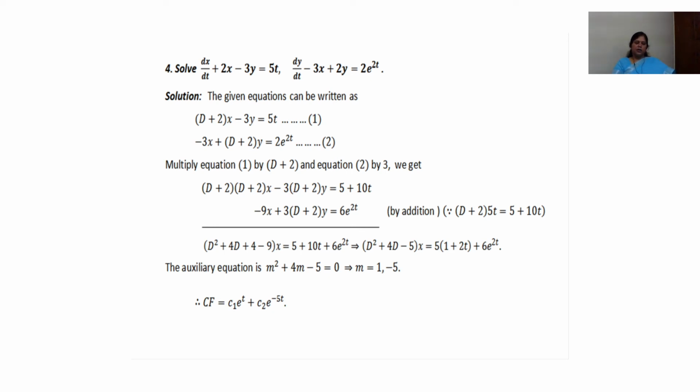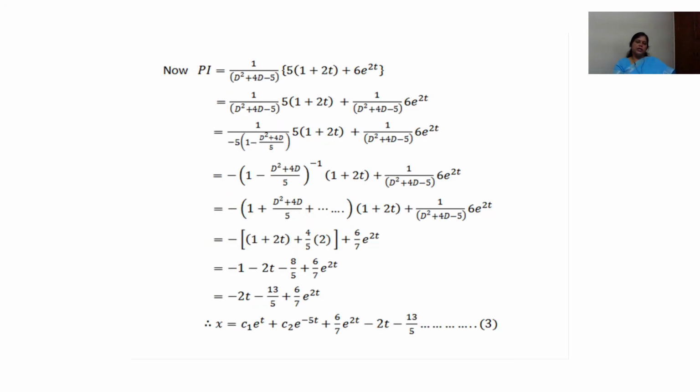Here the auxiliary equation is m² + 4m − 5 = 0. With factorization we get m = 1 and −5. So m1 is 1 and m2 is −5. Both the values are real and distinct. That's why the complementary function is c1 e^t + c2 e^(−5t). Now we can find the particular integral.